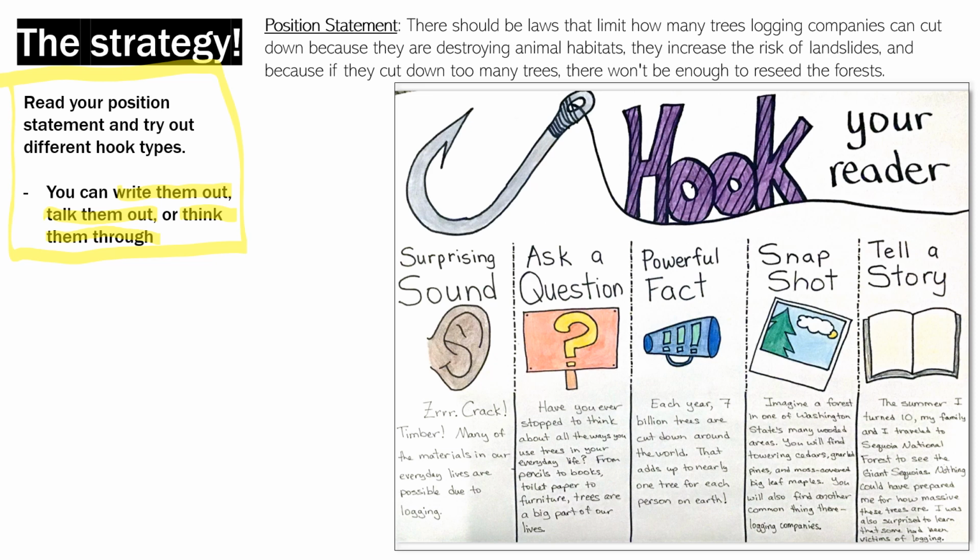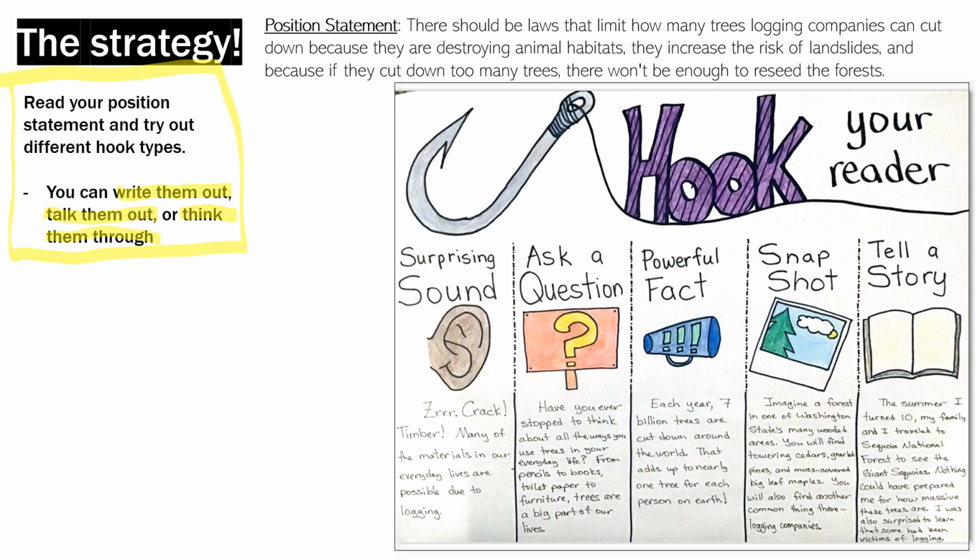All right, so let's take a look at a new position statement, and then we're going to try out some different hooks. The position statement is up here at the top. I'm just going to highlight it really quick. So here's the position statement we're looking at. It says there should be laws that limit how many trees logging companies can cut down because they are destroying animal habitats, they increase the risk of landslides, and because if they cut down too many trees, there won't be enough to reseed the forests. So that's the position statement that we're working to support.